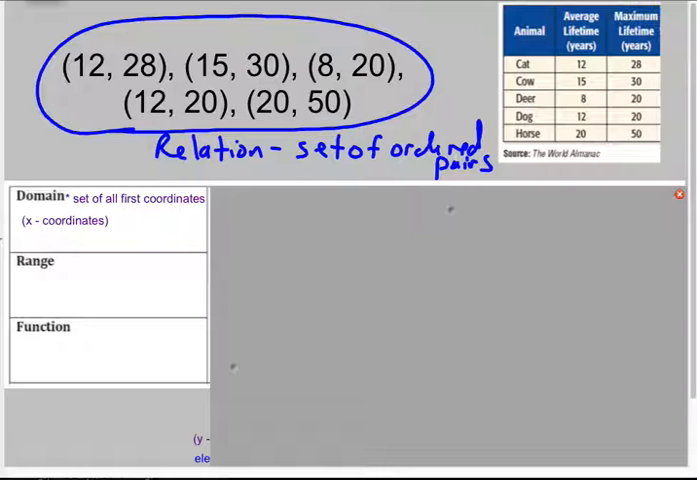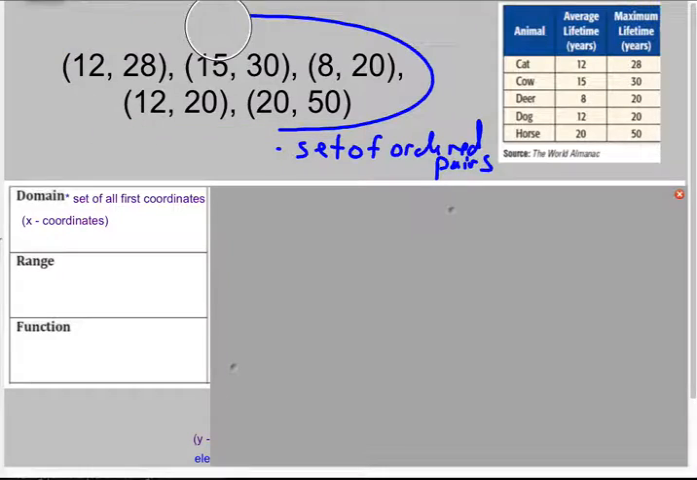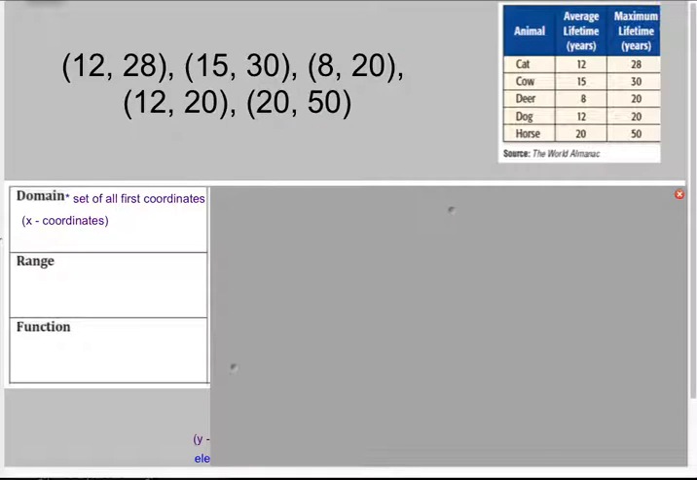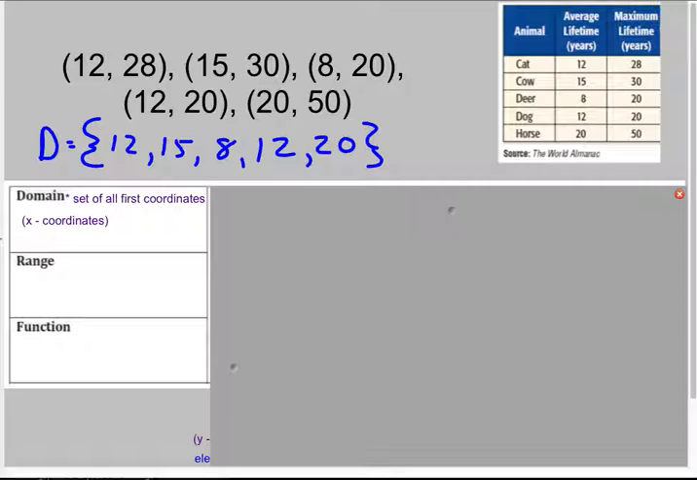So our domain up here, a relation is a set of ordered pairs, but more specifically the domain D is all the x coordinates. So our domain for this would be 12, 15, 8, 12 again, I guess, and 20. Usually when you're talking domain and range, you do not have to repeat a number twice, so you could just have 12 in there once.